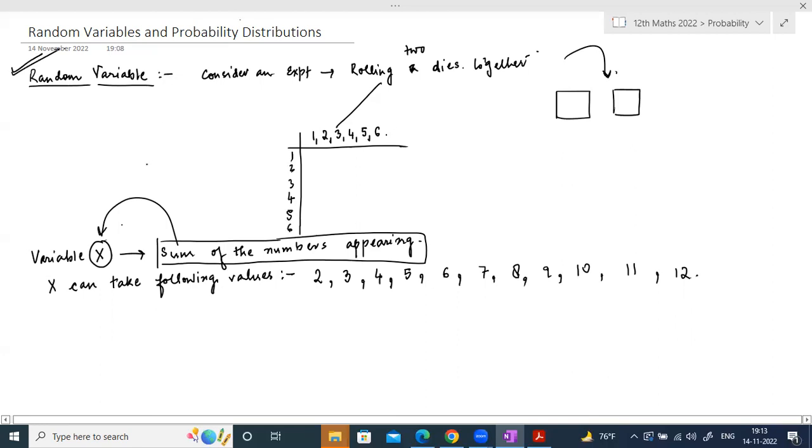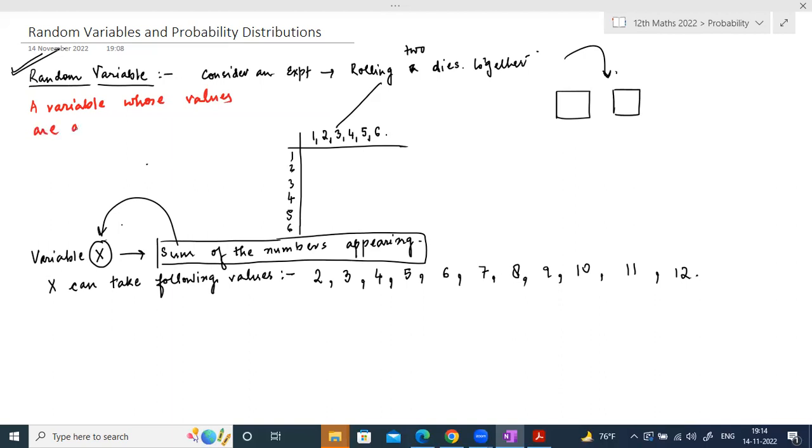So we can write now the definition. A variable whose values are a function of the outcomes of a random experiment. Isn't it?